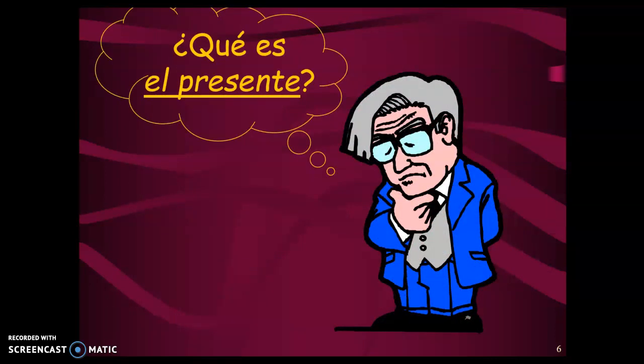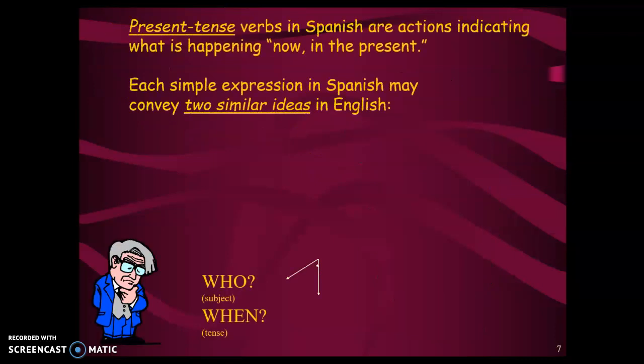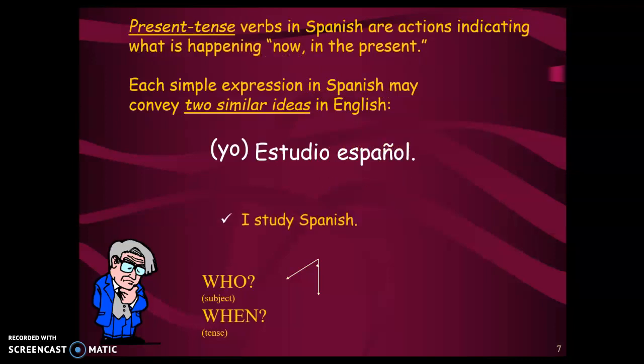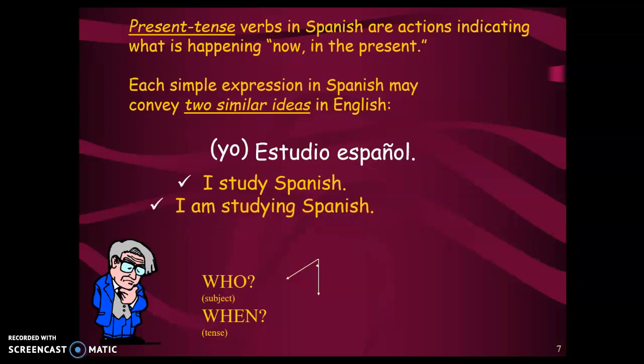So, ¿qué es el presente? What is the present tense? Well, the present tense is now. It's today. It's right now, right? So present tense verbs in Spanish are actions indicating what is happening now in the present. Each simple expression in Spanish may convey two similar ideas in English. For example, estudio español, which means yo, right? Because remember, all those conjugated verbs for yo always end in o in the present tense. So in English, it would be I study Spanish or I am studying Spanish.